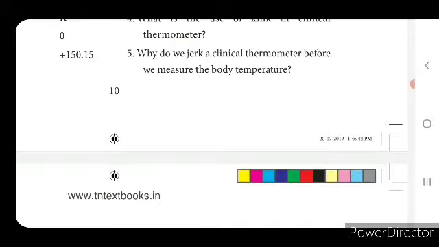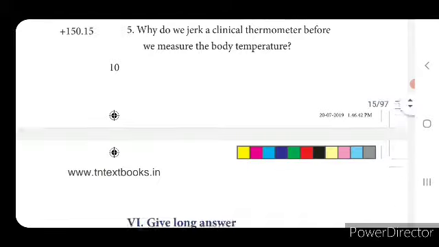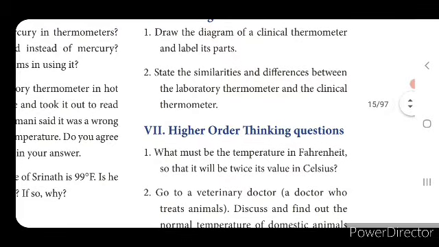Okay children. Then second question, state the similarities and differences between the laboratory thermometer and clinical thermometer. So you read the question properly whether similarities is asked or differences is asked. If both are asked means you have to write both. If only similarities is asked, you write only the similarities, no need to write the differences. Okay children. Next we will continue with changes around us.